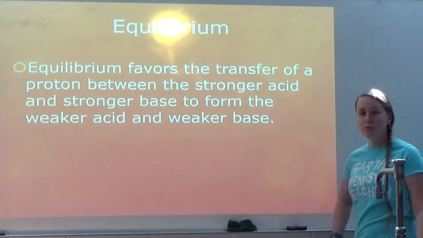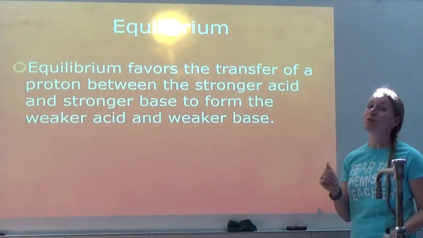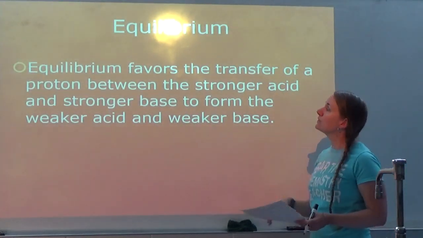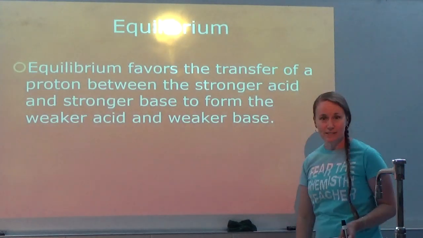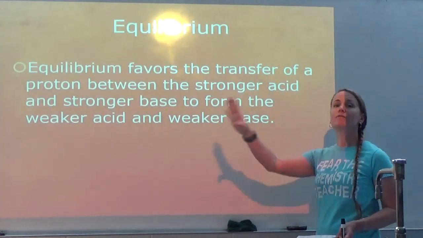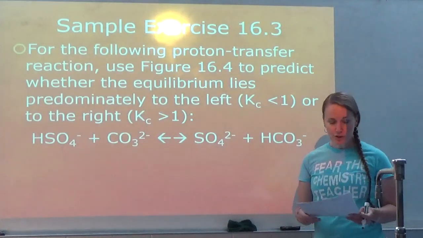All right, so of course, if we start talking about what direction a reaction's going in, that hooks us to equilibrium and our K value. So equilibrium favors the transfer of a proton between the stronger acid and stronger base to form the weaker acid and weaker base. Okay, so we're going to go from strong to weak. It always favors moving on to the weaker side. All right, so let's look at our first one together.